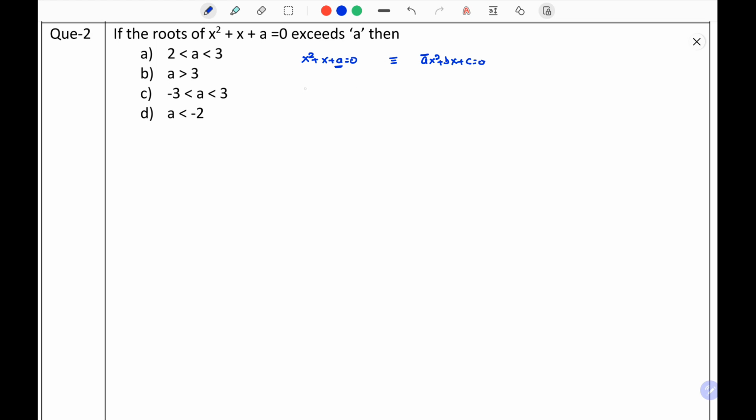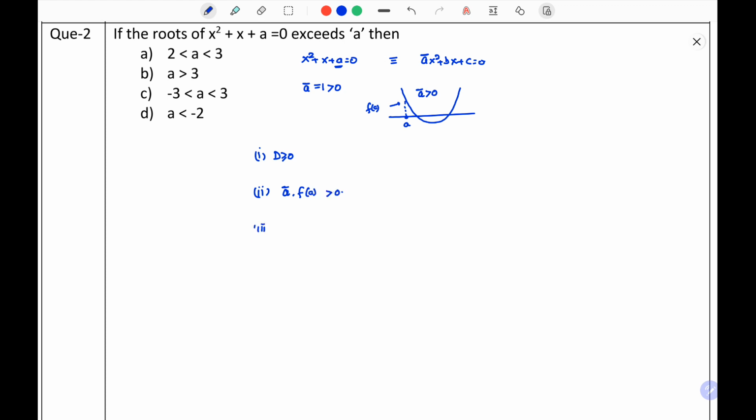Now we see that coefficient of x square, which is a bar, is equal to 1 and it is greater than 0, so graph will be a parabola which is upward opening, and the roots lie on the right hand side because they exceed a. Therefore a will lie on the left hand side of the roots of the parabola, and value of the function at point a will be f(a), and a bar for the parabola is greater than 0. So conditions to be satisfied: one is discriminant should be greater than or equal to 0, that means roots should be real. Second is that product of a bar and f(a), because both are positive, should be greater than 0.